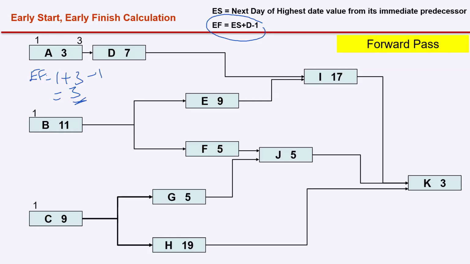So the concept is simple. Activity A will start on day 1. The duration is 3 days. Day 1, day 2, day 3. On day 3 evening, you will finish activity A.